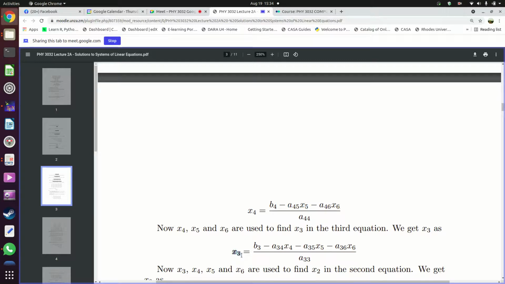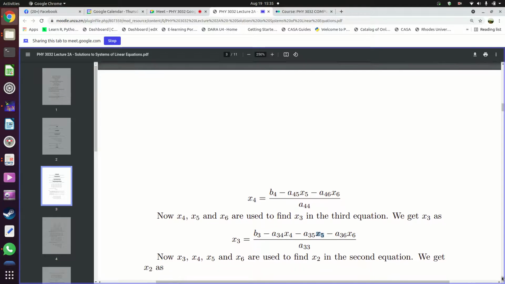Here, for x3, it's going to start with b3. The whole thing is going to be divided by a33. If it starts with b3, the coefficients minus a will have 3's. All the rows will be 3's, but when it comes to the columns, it will increase by 1. So instead of having a 3 here, it will go to 4. So column number 4, then x4, minus a35 x5, minus a36 x6, like that, until you get to the required number of unknowns. Is it clear what's going on?